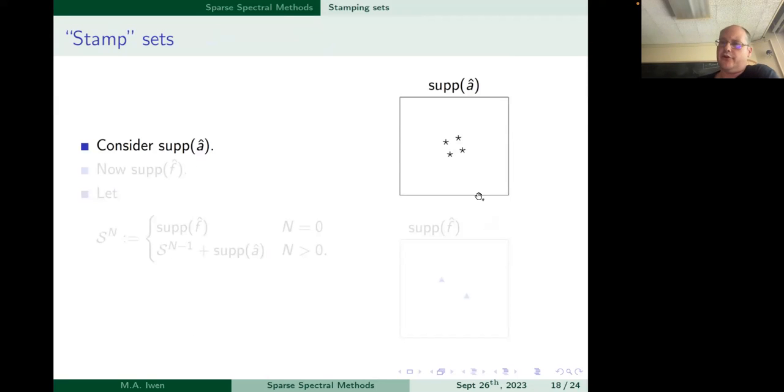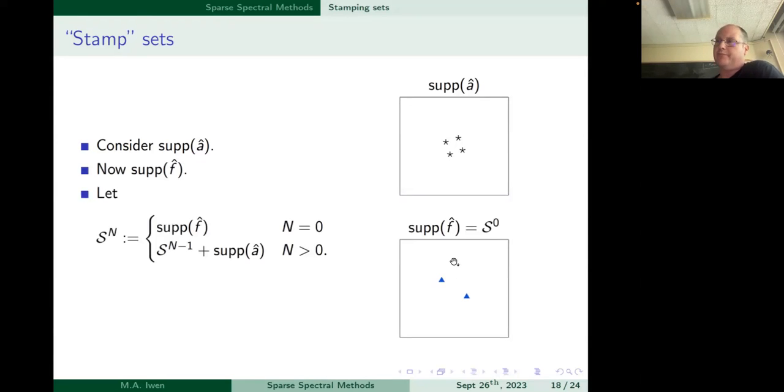So let's just show you an example of what these things are, how you build them. What we're going to do is take the support in Fourier of our diffusion coefficient. So these little things mark the frequencies that are active, that have large magnitude Fourier coefficients in A. Here are frequencies that are active, have large Fourier series coefficients in the forcing function F. And what we're going to do is create a truncation set by using a so-called stamping set. And this is how we're going to build our stamping sets.